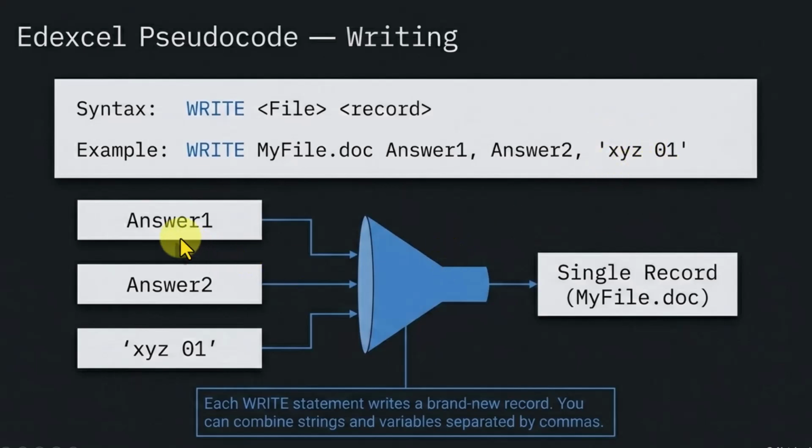Okay, so see, as input, this will enter the file and it will just create a single record. It means one line. Okay, so each write statement writes a brand new record or a line. Okay, so you can combine strings and variables separated by commas, as you can just see here.